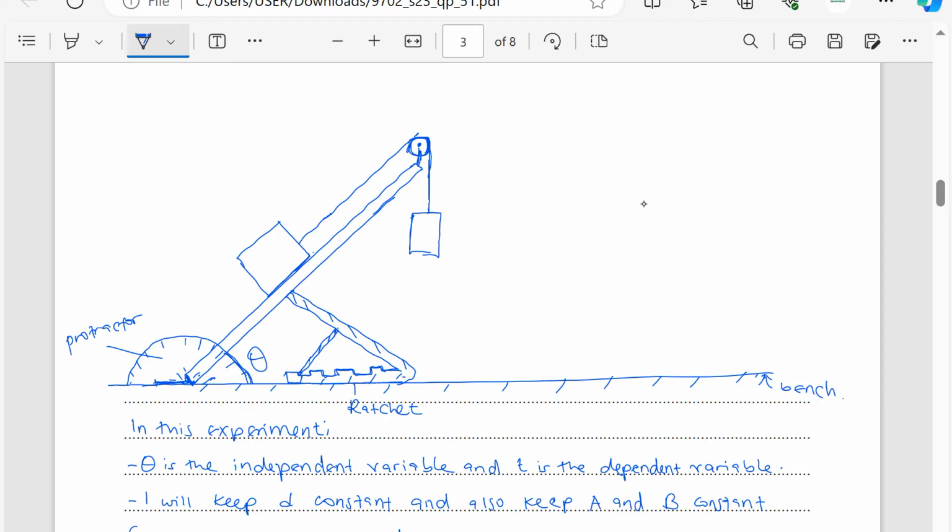So I have to label these also. So this is the plane. This is the cube. And this is the cylinder. This is the string. And this was the pulley.